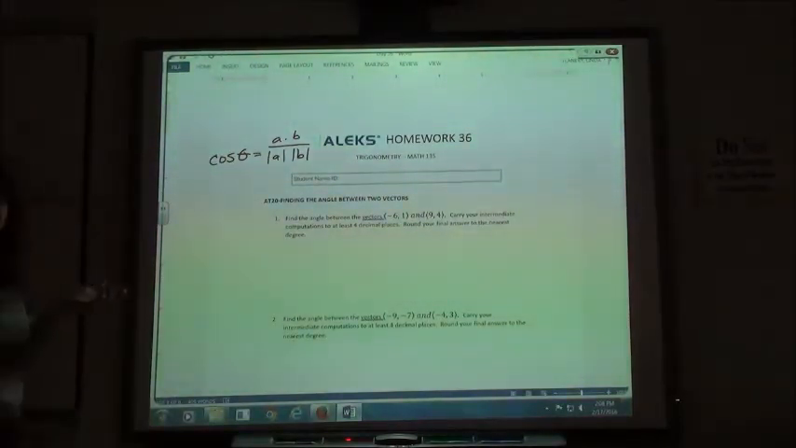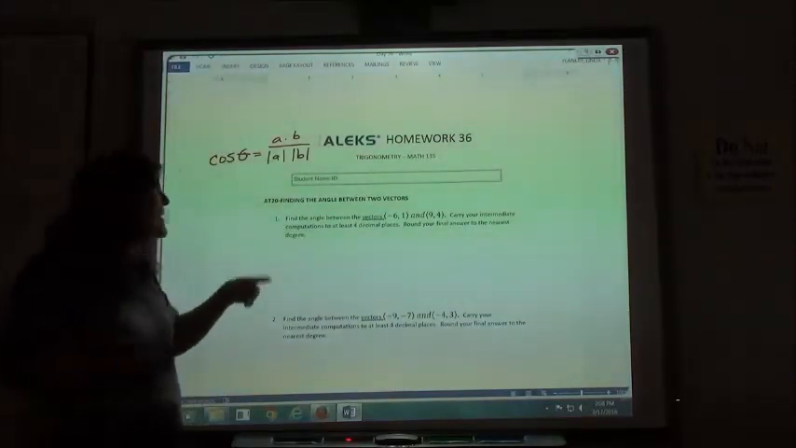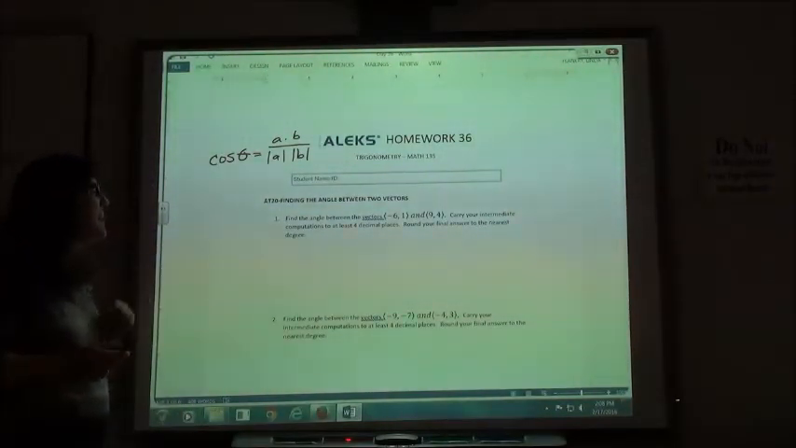If you really want to know how they came up with that, you can read the Alex explanation that explains how they came up with the formula. But that's what we're going to do.